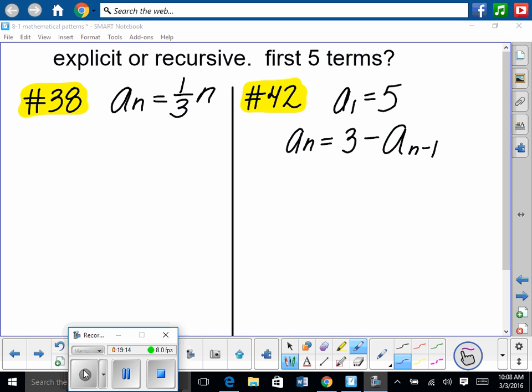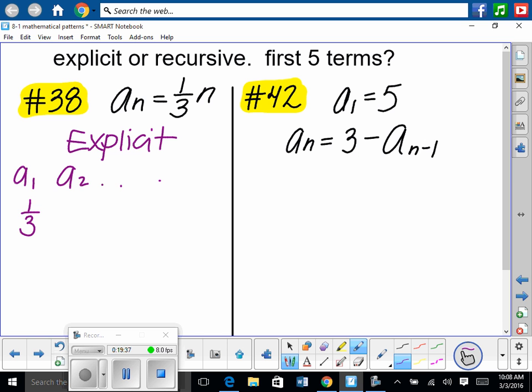So I'm going to do number 38 with you. Looking at the formula, is it explicit or recursive? Explicit, right? Because it's in terms of n. The formula is written in terms of n, so we would say explicit. Remember, with explicit formulas, we can go through now and find the first 5 terms. So this would be a sub 1, a sub 2, and so on. We're plugging in a 1 for n, so that would be 1/3. Is everybody good with that? And we'd be plugging in a 2. So 1/3 times 2 is 2/3, right? Yep. We'd be plugging in a 3. 1/3 times 3 is 1. We'd be plugging in a 4, which is 4/3. We'd be plugging in a 5, which is 5/3. So those are the first 5 terms to this sequence.